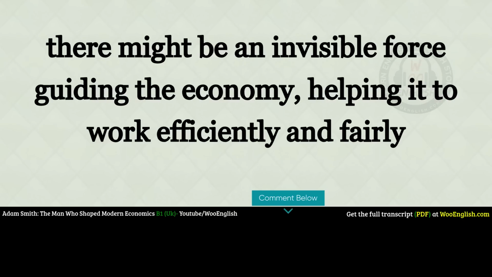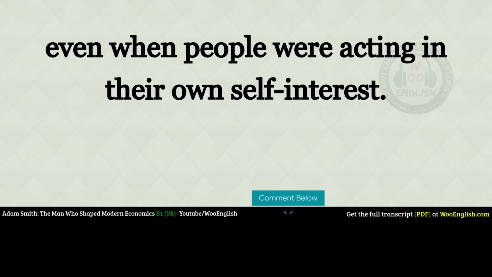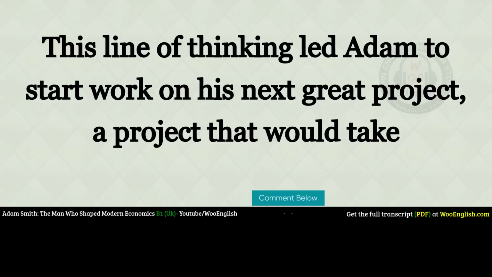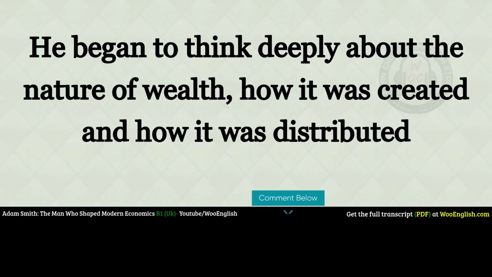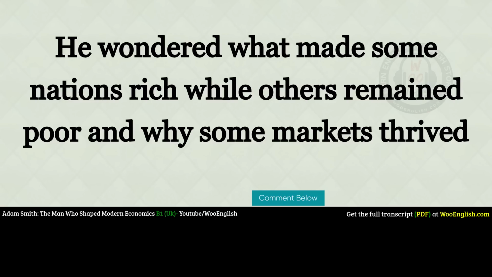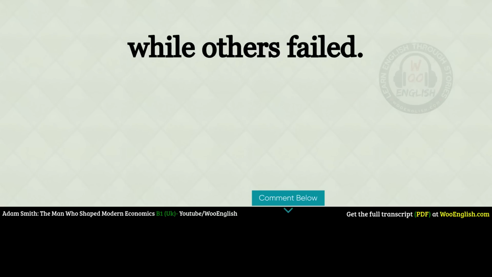Just as sympathy helps us make fair and just decisions in our personal lives, Adam wondered if there might be an invisible force guiding the economy, helping it to work efficiently and fairly even when people were acting in their own self-interest. This line of thinking led Adam to start work on his next great project, a project that would take years to complete but would become his most famous and influential work.